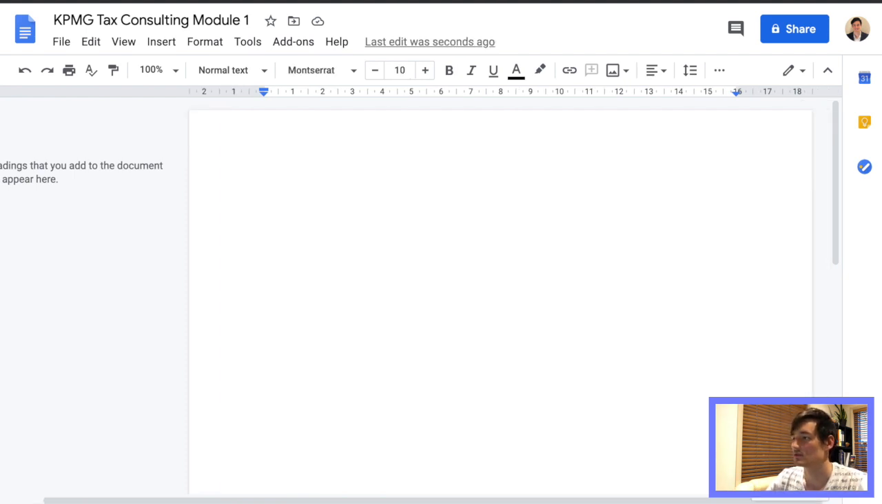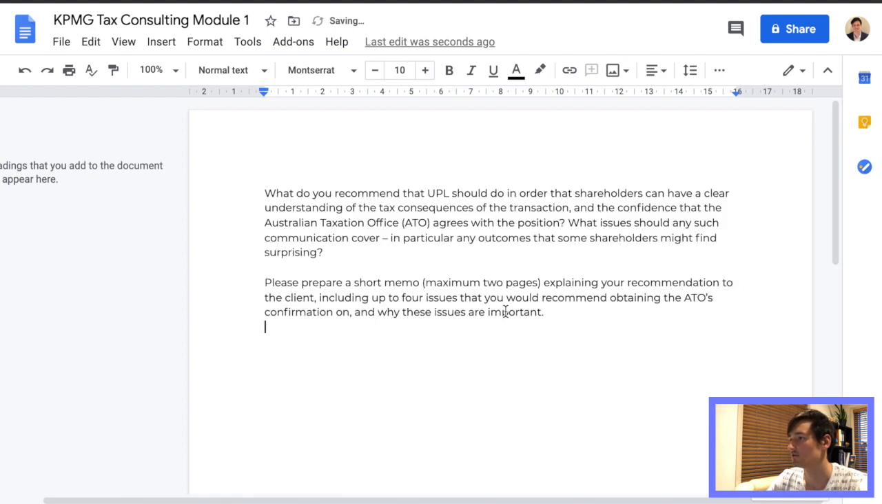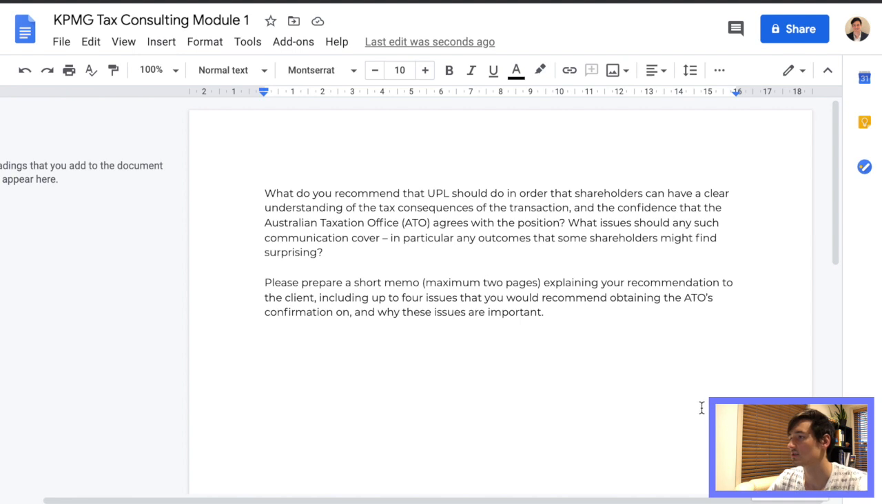The first thing I'm going to do is copy in the question. I'll format it as well. There we go. And definitely look through the class ruling link. I'll drop it in the description. I'm going to set up an introductory statement of what we should be looking at. So Upton Park Limited should look into applying for a class ruling with the Australian Tax Office.